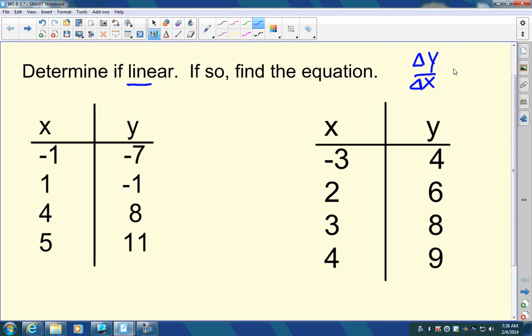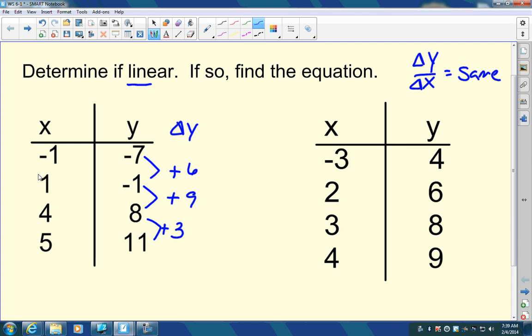When we have a table, delta y divided by delta x has to be the same the first time we do it to be linear. So when I look at this table over here on the left and I do delta y, the change in y, y2 minus y1, that means take the bottom number minus the top, okay? And when you do that, you get plus 6. Now the next time, 8 minus negative 1 is plus 9. 11 minus 8 is 3. Some people will tell me that it's not linear because of that right there.